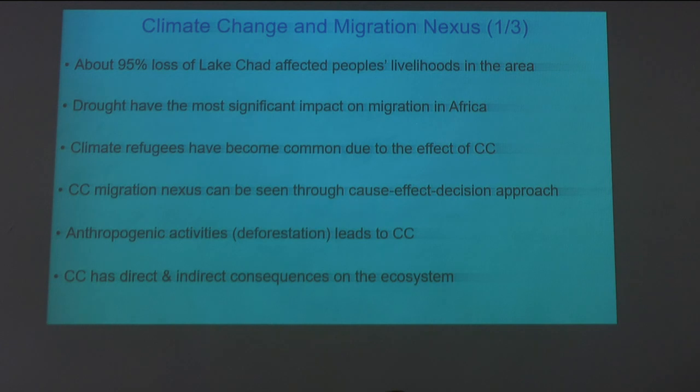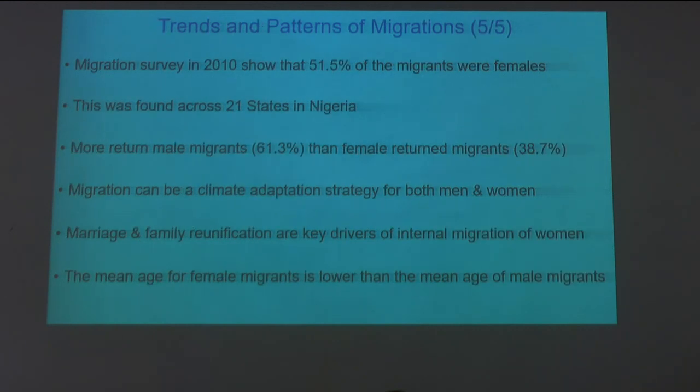So we look at the climate change and migration nexus. A good example is Lake Chad, 97% of which has been lost to climate change. And then drought is the most significant of all the climate-induced migration drivers. Climate refugees too have increased significantly. And you have anthropogenic activities also contributing to climate change in this area. Then we can see climate change impact on the ecosystem either directly or indirectly.